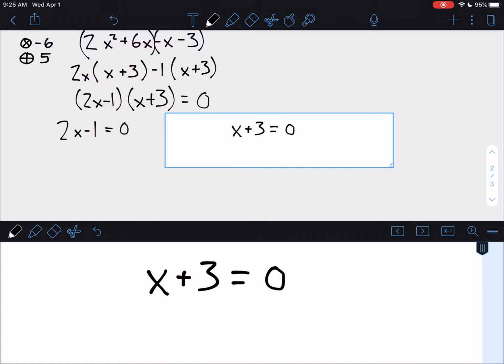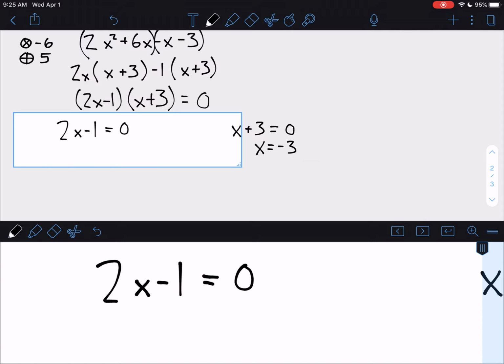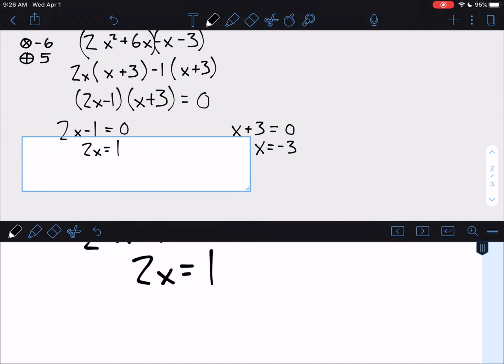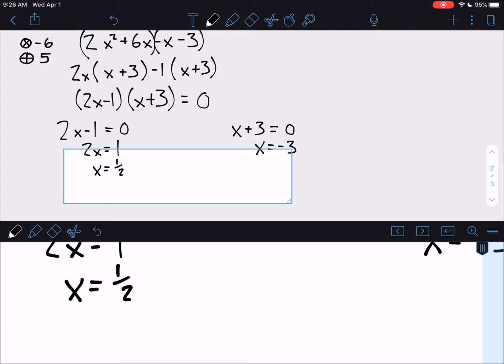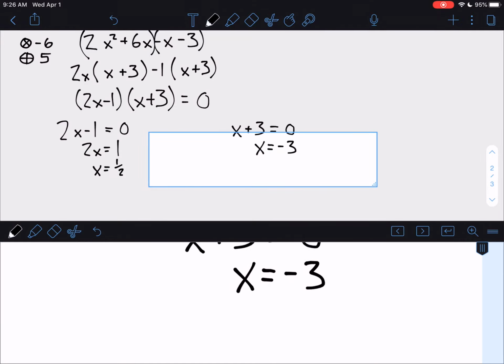So if x plus 3 equals 0, I can just subtract 3 from both sides, and I get x equals -3. If 2x minus 1 equals 0, well, I can start by adding 1 to both sides. So 2x equals 1. Divide by 2 to get x equals 1/2. And now I just solved that x equals 1/2 and x equals -3.